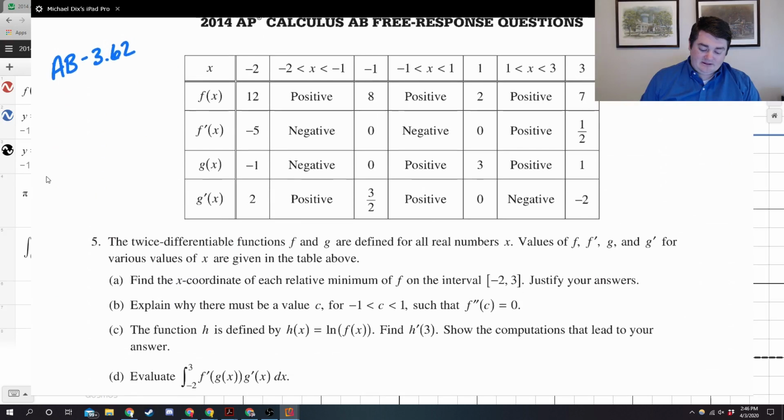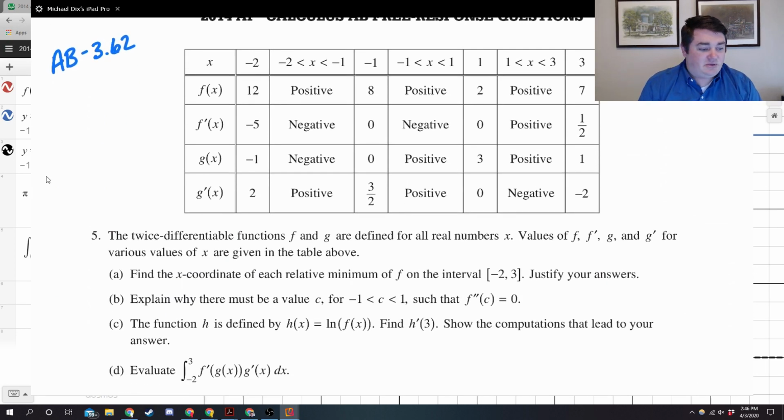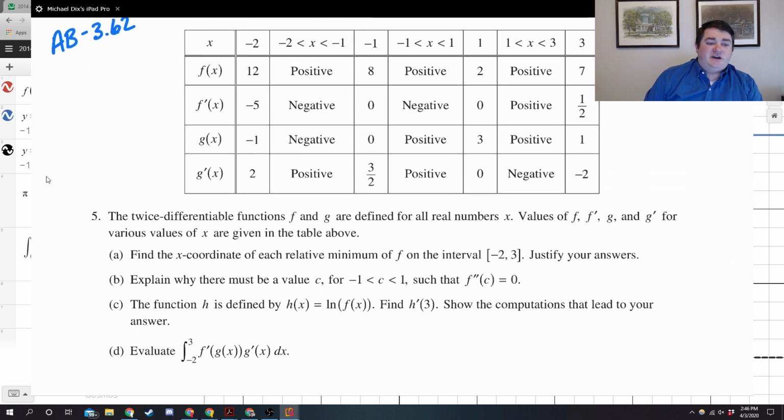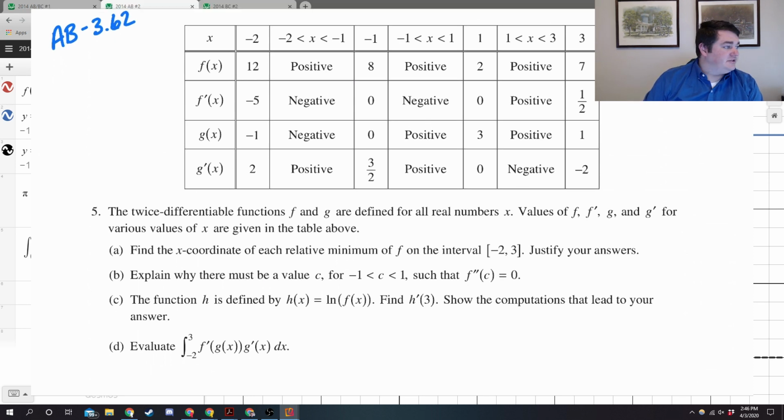Okay. Number 5, this was an AB only problem. Average was 3.62. Again, we see what looks to be a sign chart here. Let's see what we've got. Number 5 says the twice differentiable functions f and g are defined for all real numbers x. Values of f, f prime, g, and g prime for various values of x are given in the table above. A, find the x coordinate of each relative minimum of f on the interval -2 to 3.